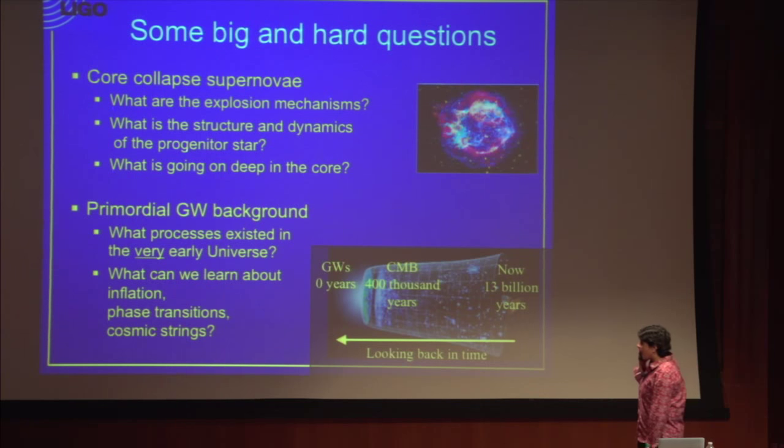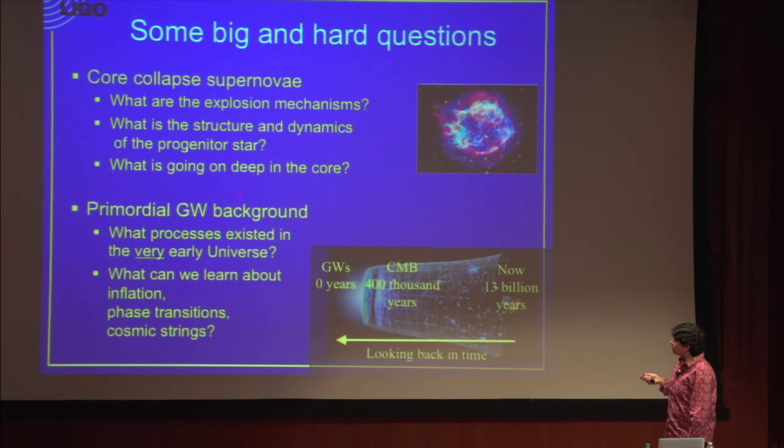Now there are some bigger and harder questions one can ask, which are not so clear that can be answered with our present sensitivity of detectors. But one of them is, of course, about core collapse supernovae. So what are the explosion mechanisms for these?